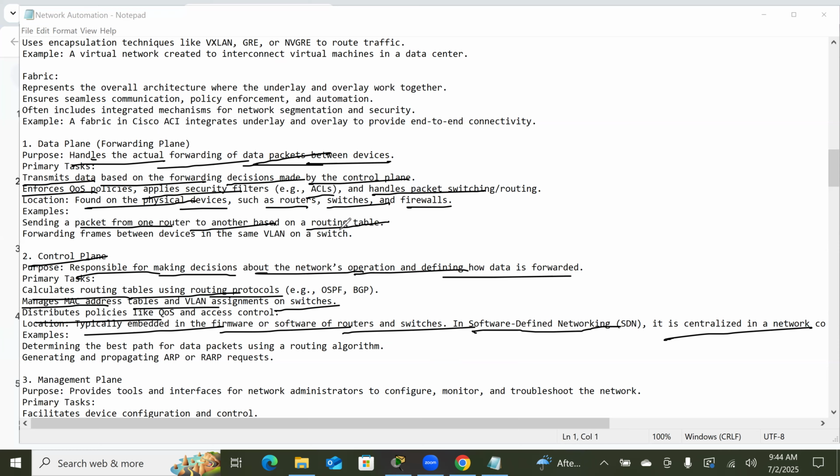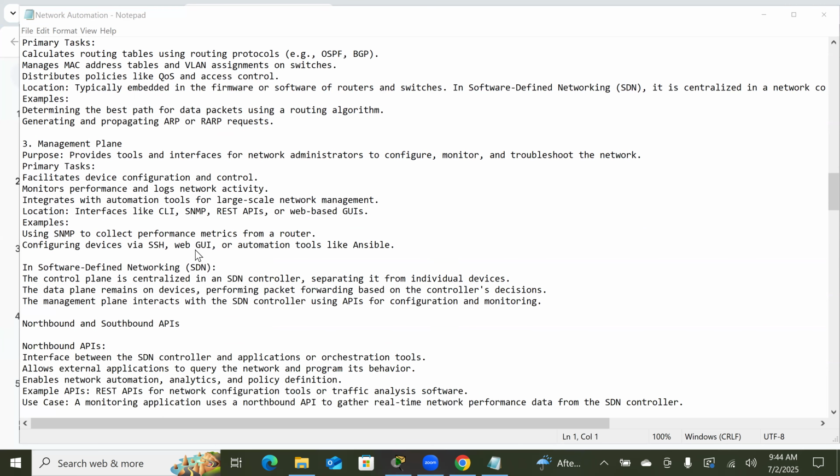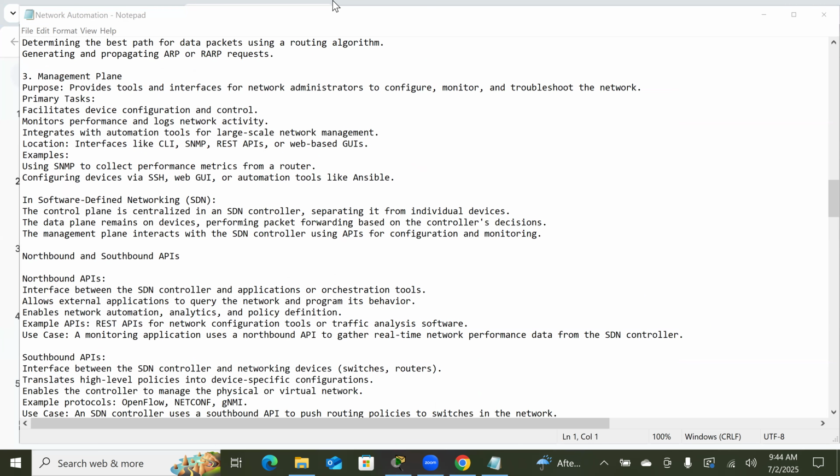And the last one is what? Management plane. So what is management plane? It provides the tools and interfaces for the network administrator to configure, monitor, and troubleshoot the network. Which management protocols do we have? Management protocols to manage the devices, to access the devices.